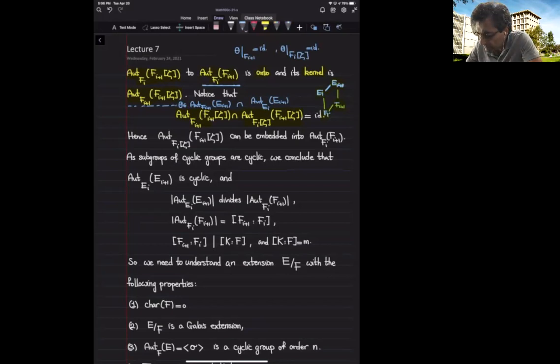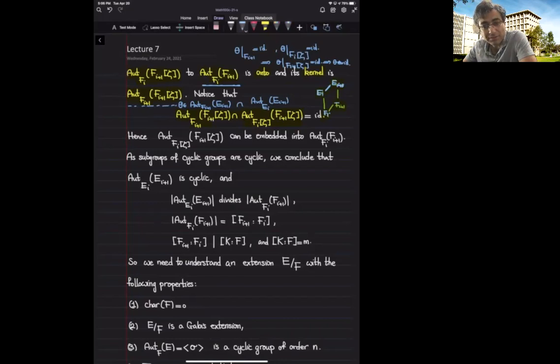So both of them together imply that when I restrict it to F_{i+1} joint zeta, it is still identity. But that's the entire E_{i+1}. That means theta is identity. So altogether, we deduce that the intersection of the kernel of the restriction and the group that I'm interested in is trivial.